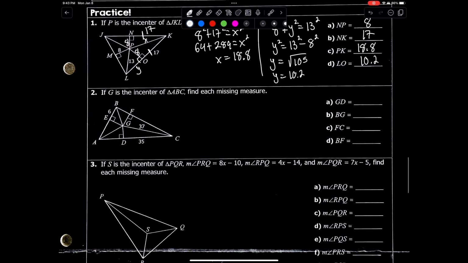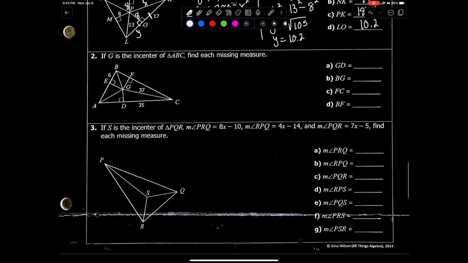Don't worry about number 3. That's something I want to talk about in class. But number 2, I want you to give it a shot. Again, let me know if you've got questions. But that does it. That is incenters and circumcenters. Those are the two that I'm really trying to focus on. We're going to learn another one called centroid, and that one also is going to be a really important one.